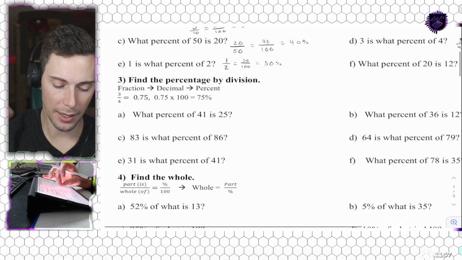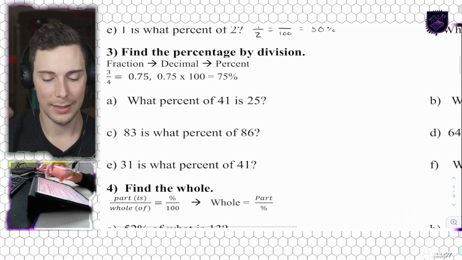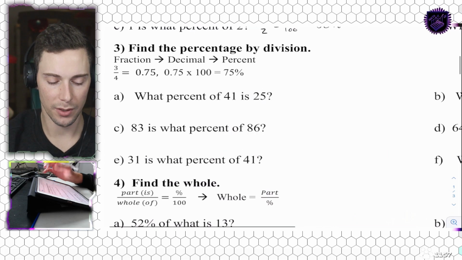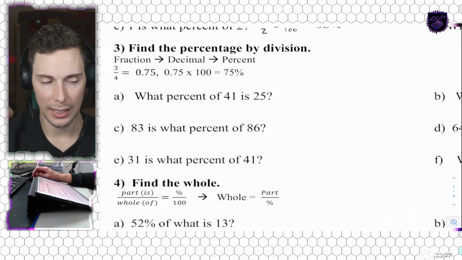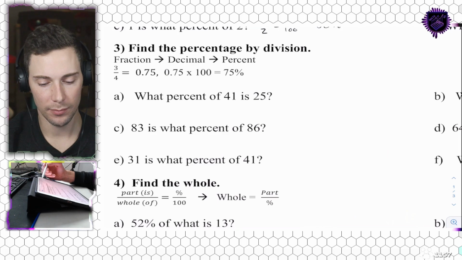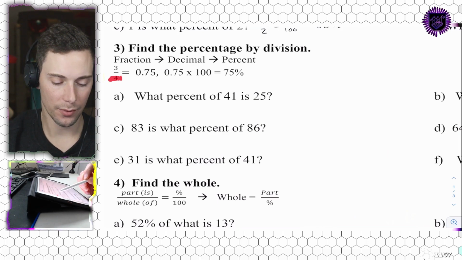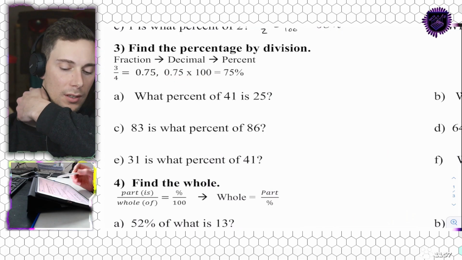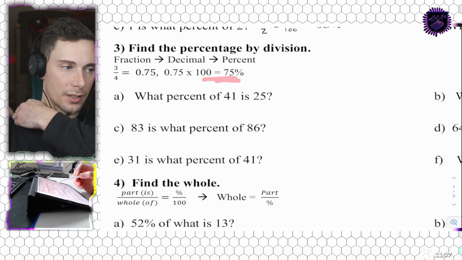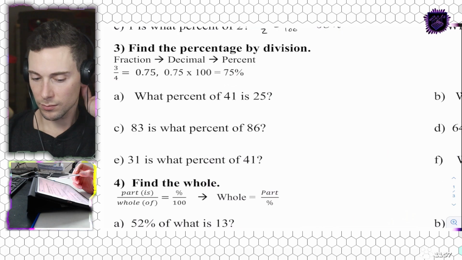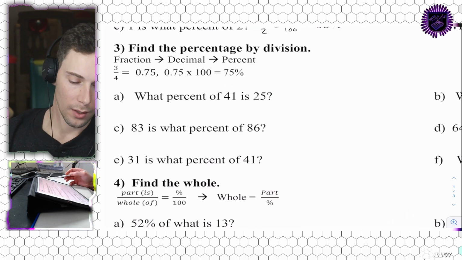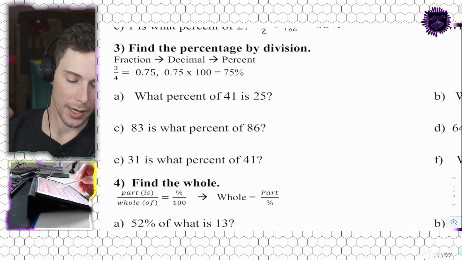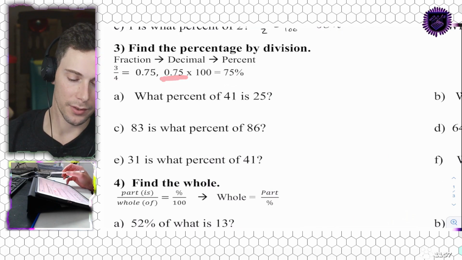Number 3, now we're going to be using some decimals. So we're going to change a fraction into a decimal. Our fraction will change into a decimal, and then we're going to multiply that decimal by 100 to get our percentage. You could also write that over 100.